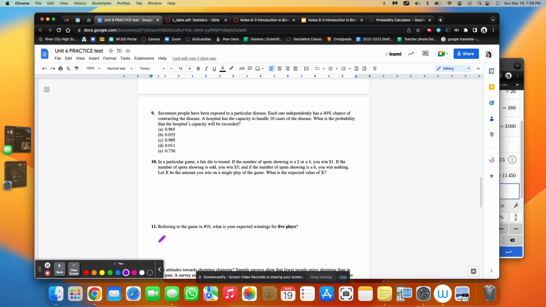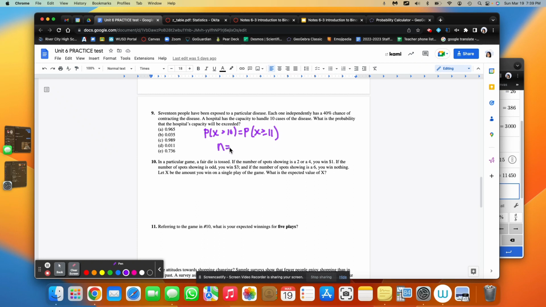All right, number 9, 17 people have been exposed to a particular disease. Each one independently has a 40% chance of contracting the disease. The hospital has a capacity to handle 10 cases of the disease. What's the probability that the hospital's capacity will be exceeded? So again, this is a binomial probability problem. It doesn't say anything about expected value. We're trying to find the probability that X is greater than 10, since exceeded means more than the 10 cases they can handle. But we know that with GeoGebra, we have to rewrite that as greater than or equal to 11.